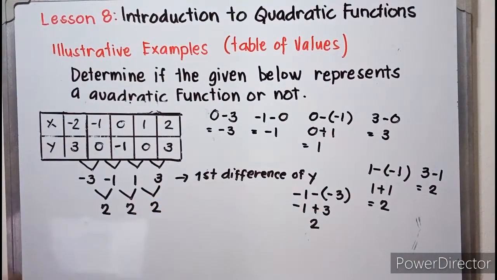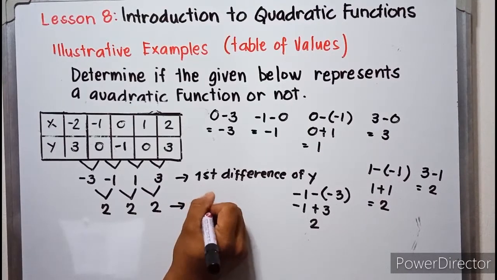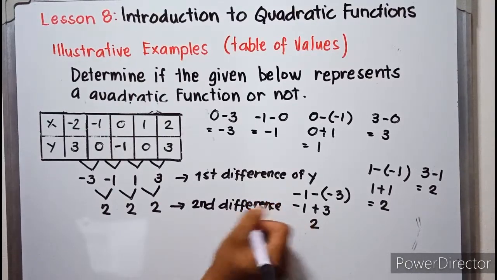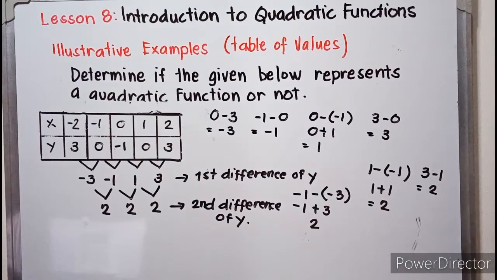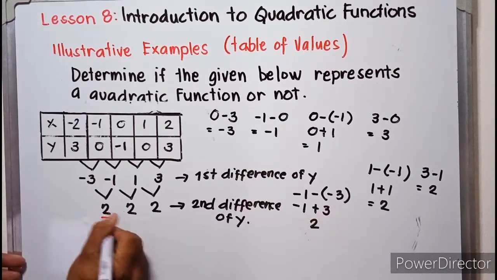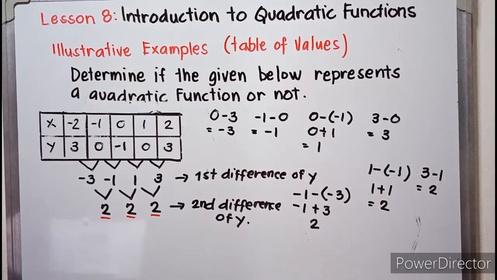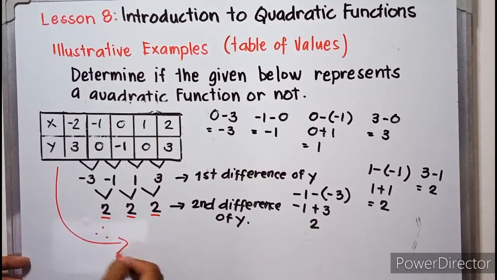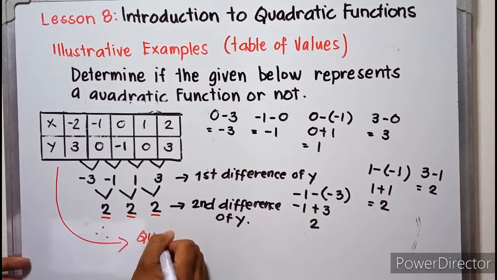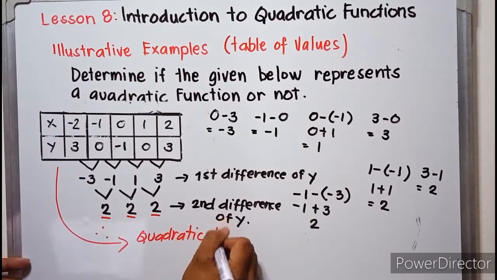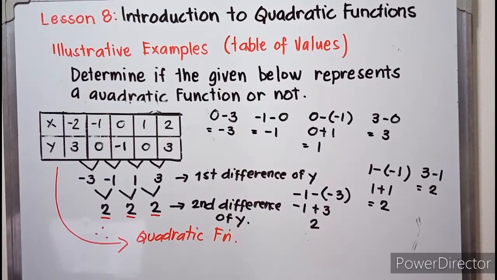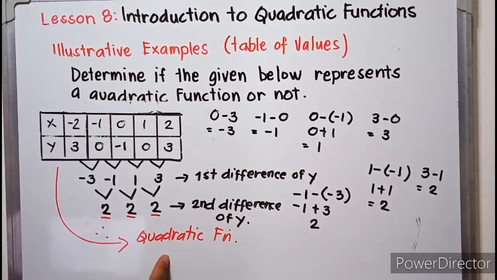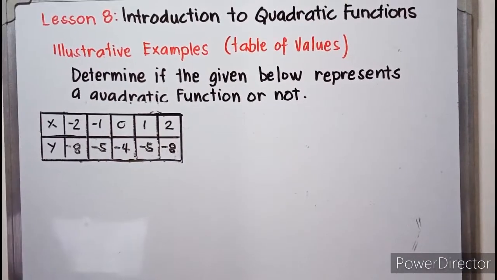So, 2. Now, this is what you call your second difference. Second difference of y. Now, what did you notice sa ating second difference of y? So, we have 2, 2, and 2. Are they similar? Are they constant? Yes, it is. So therefore, this table represents quadratic function. So quadratic function pala, kung ang table, pag kinuha mo ang kanyang second difference at pare-parehong value, siya ay quadratic function.